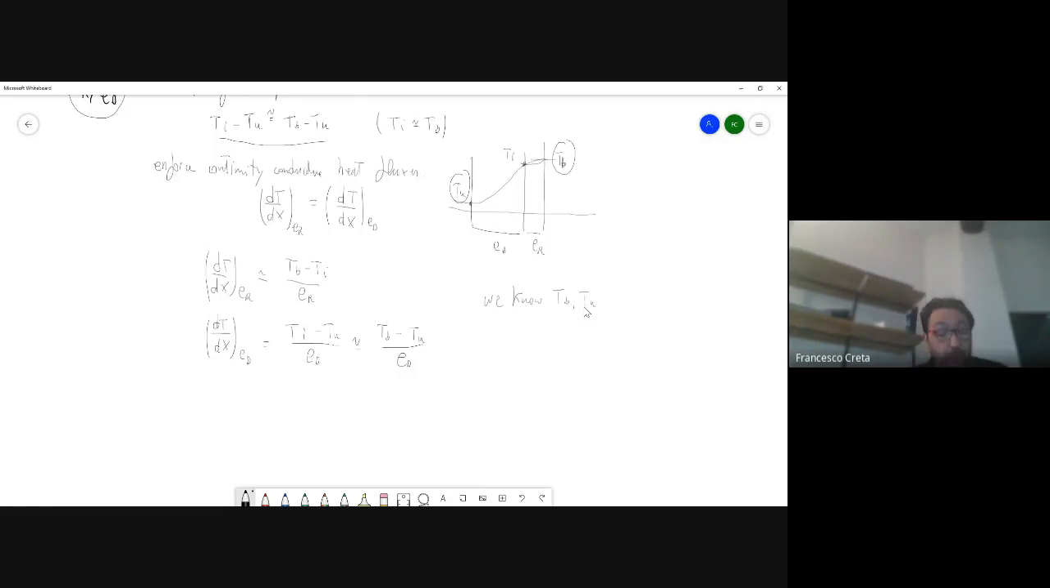In fact, what about the difference between TB and Ti? Well, this we don't really know. So in this expression here, there are a few tricks that you can use in these very simplified, highly simplified analyses.